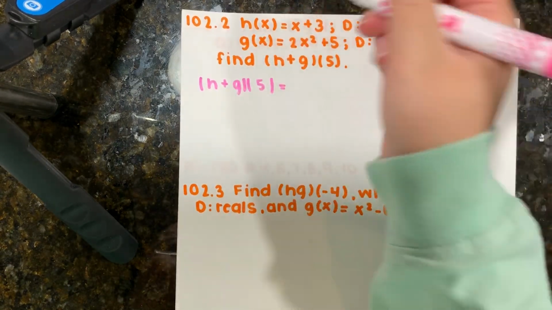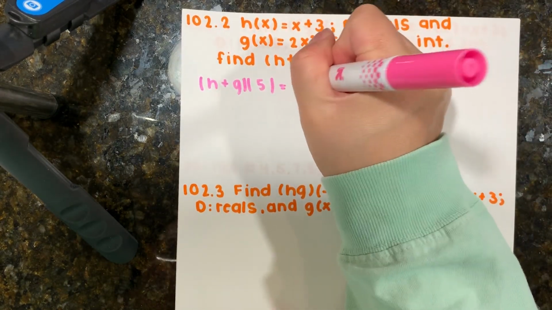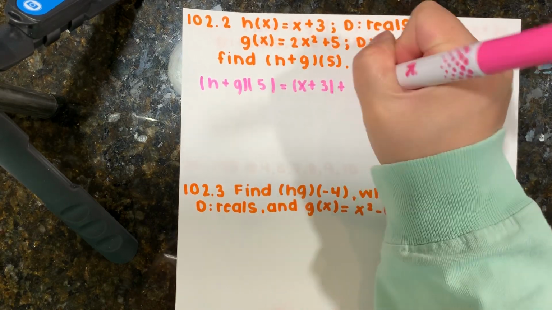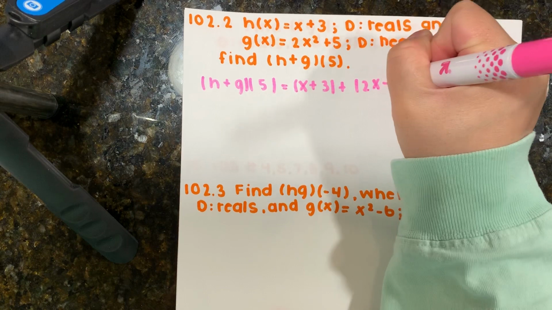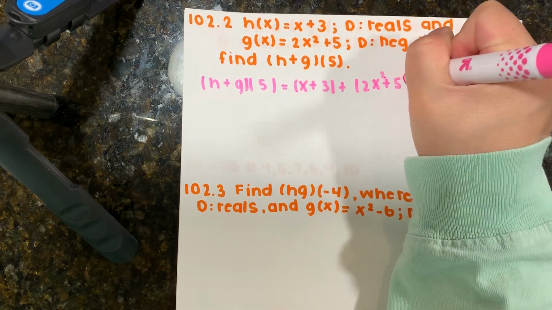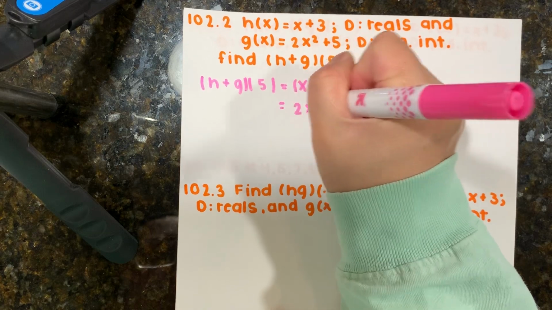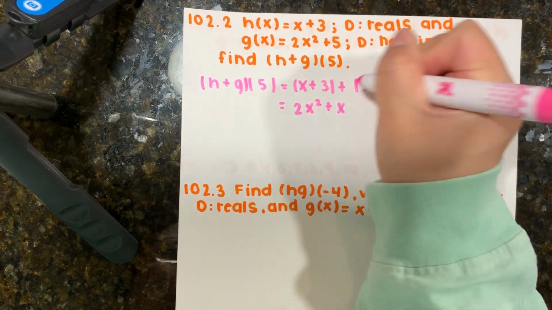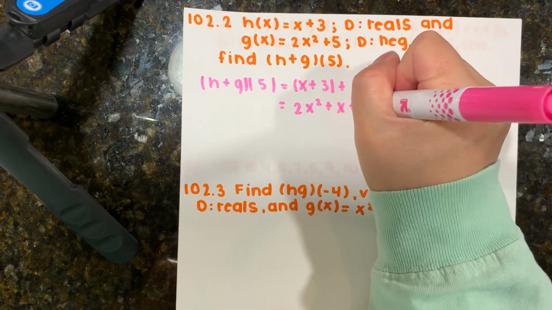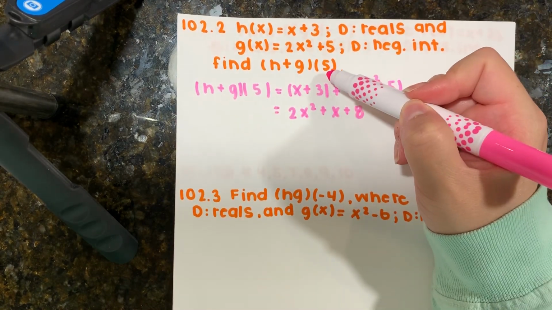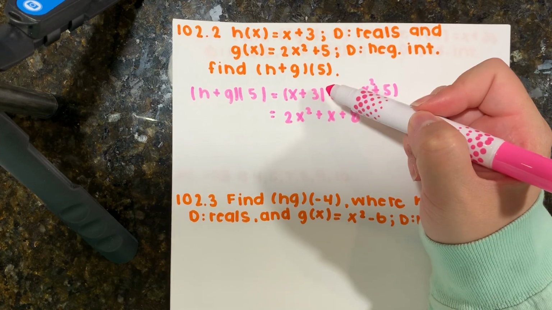So that means I need to add the two functions together. So my h of x is x plus 3, and my g of x is 2x squared plus 5. So when I add those together, I would have 2x squared plus x, and then I have 3 plus 5, which is 8. But now I have to check, is 5 within the domain of both of my individual functions?